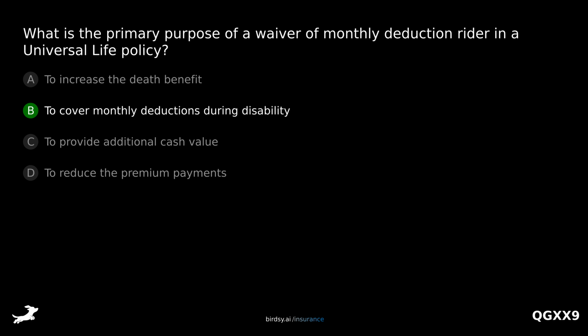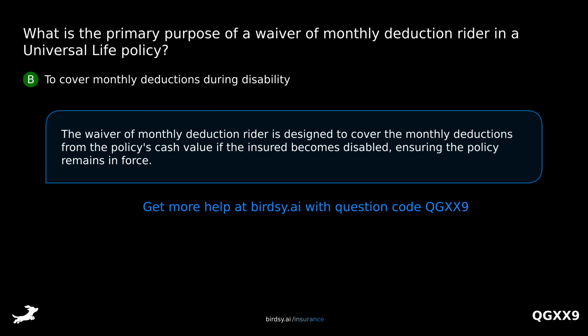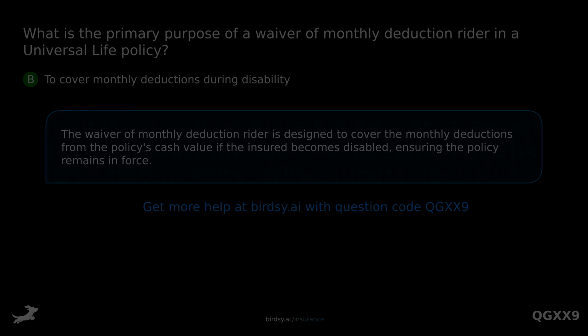The answer is B. to cover monthly deductions during disability. The waiver of monthly deduction rider is designed to cover the monthly deductions from the policy's cash value if the insured becomes disabled, ensuring the policy remains in force.